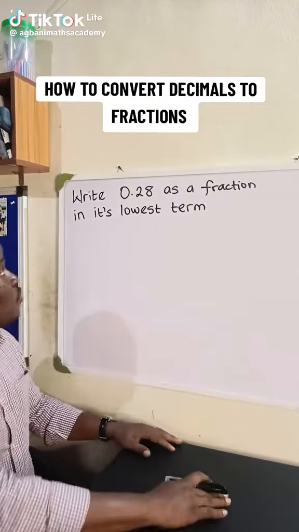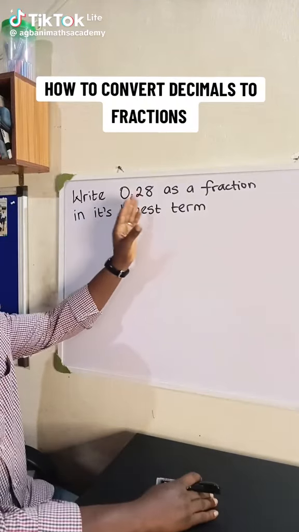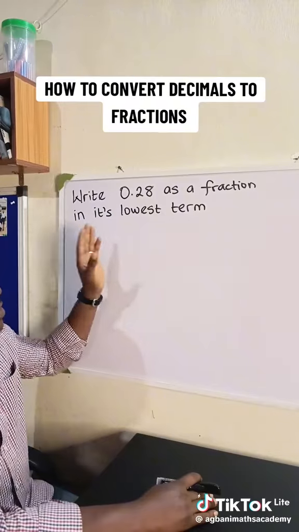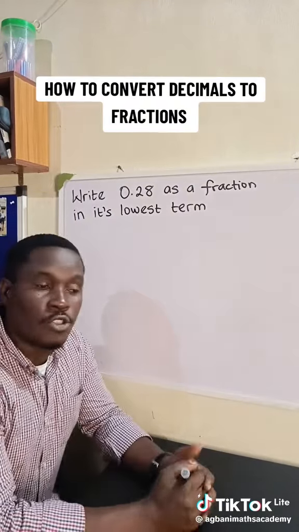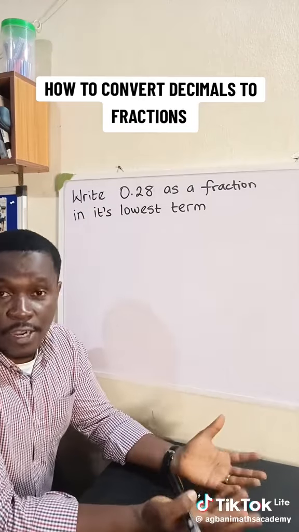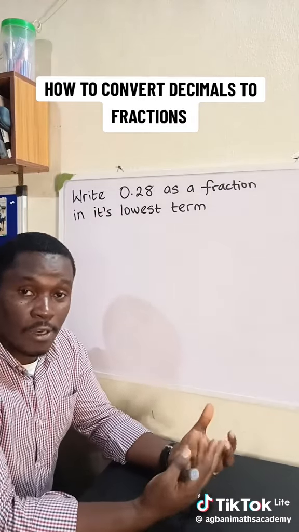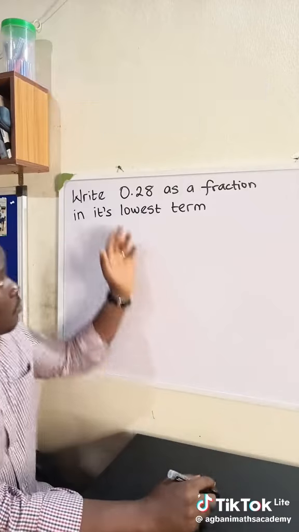Hi guys, let's look at this simple question that we have here. We're told to write 0.28 as a fraction in its lowest term. So we are not just told to convert 0.28 to a fraction, we are told to write it in the lowest term, right? So let's look at it.